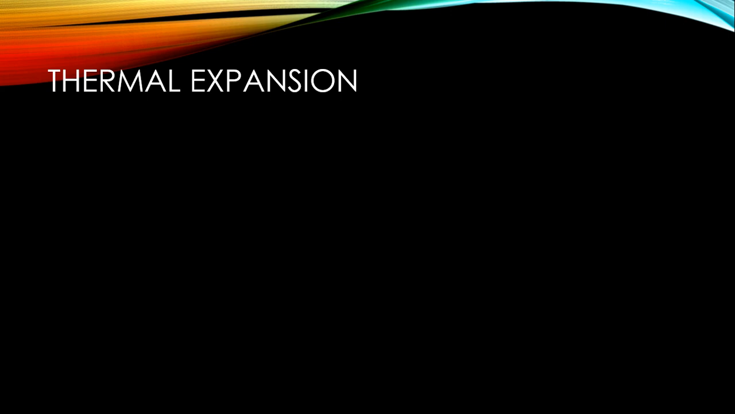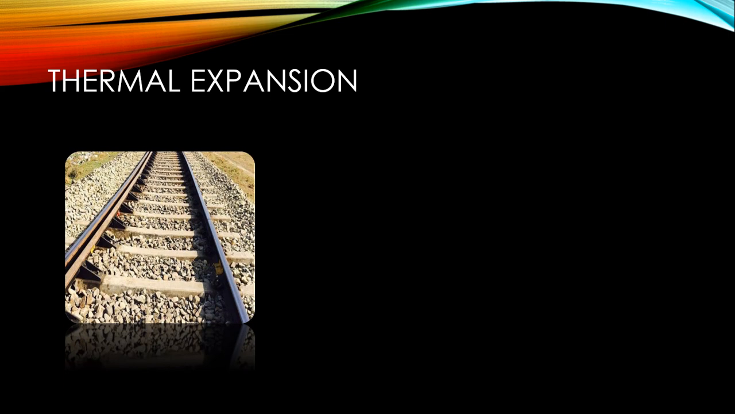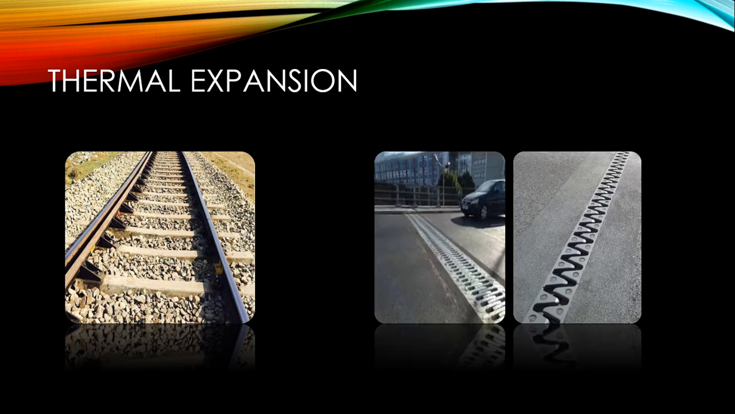That is why railway tracks, as we see here, have gaps to enable expansion during summer and contraction during winter for the train. And the same idea applies to bridge joints spacing. They also have spacing to enable expansion in summer and contraction in winter.